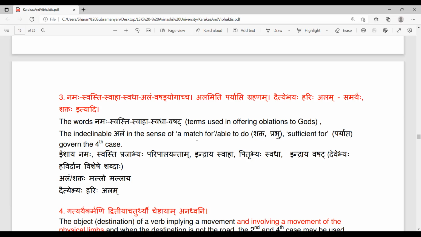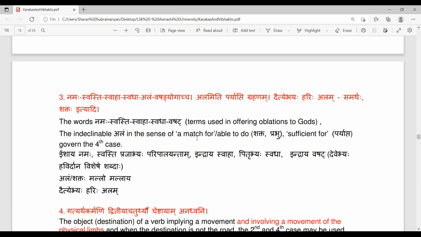Alam Shaktah: Mallah Mallaya Alam. Mallah Mallaya means this fighter is a match for the other fighter. In the meaning of enough, Mallah Mallaya Alam is a match. So the word Malla, Mallaya, is governed by Chaturthi Vibhakti. Mallah Mallaya Alam: a match for the Malla, for that fighting.